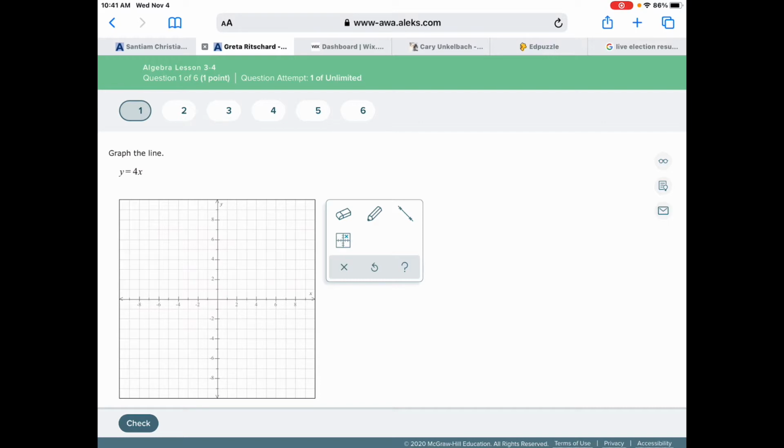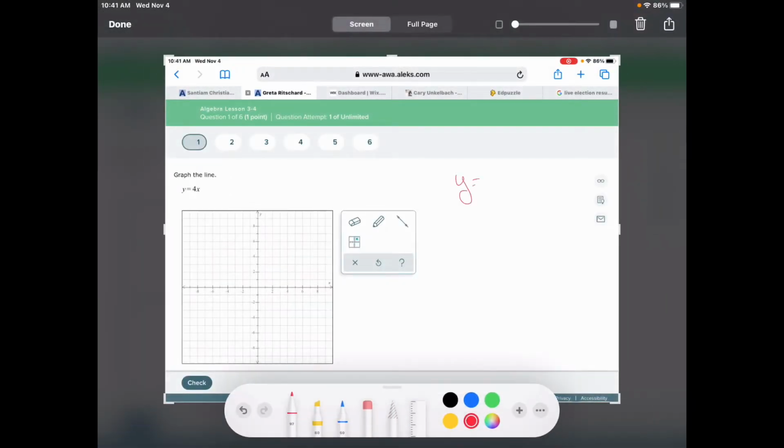Number 1 says graph the line, and this is a direct variation. And so what we can see is we have y equals kx. In this case, k is 4. There is no plus anything out here, and so we know it's going to go through the origin right here. And then we know also that the slope is 4. And that means that for every 4 we go up, we are going to go over 1.